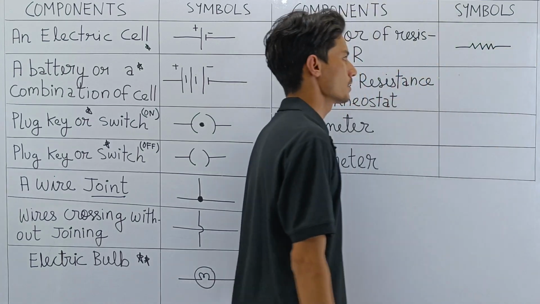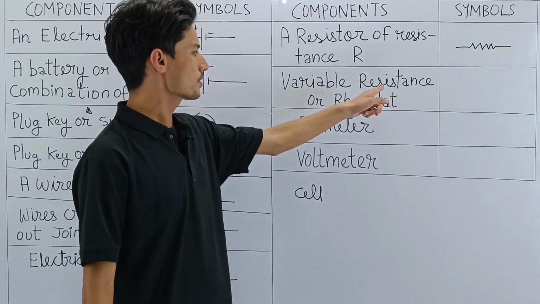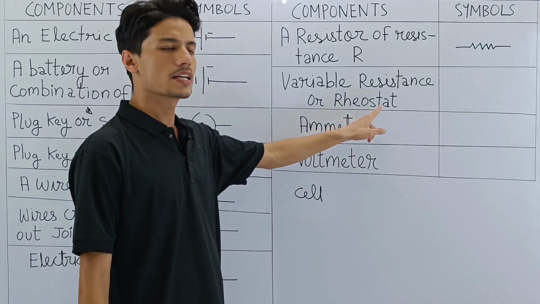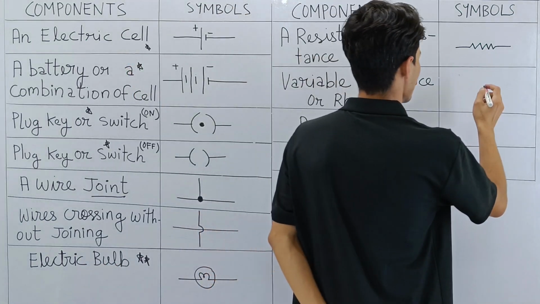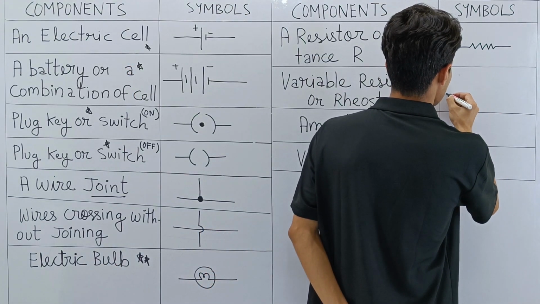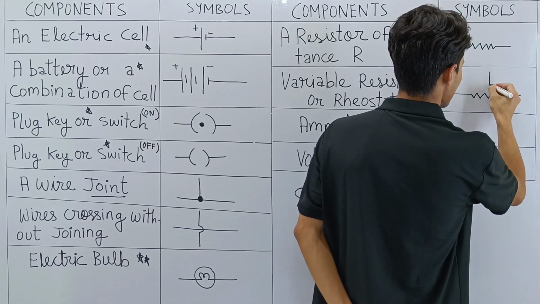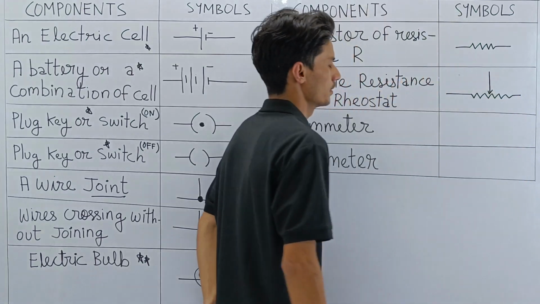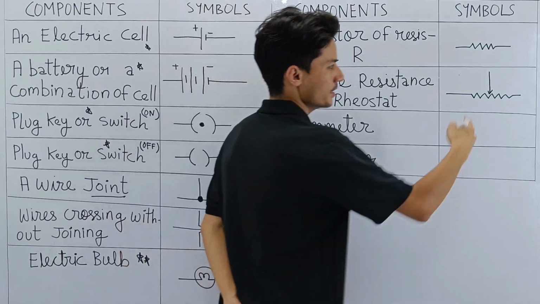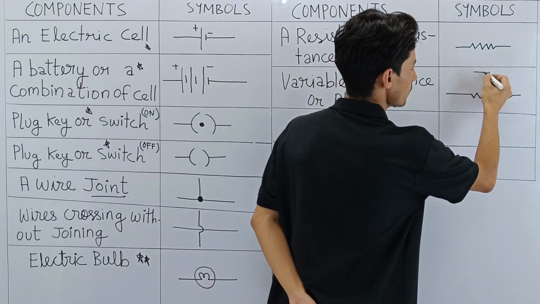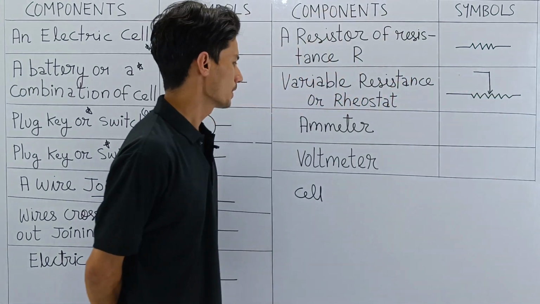Like this we draw. Okay, this is resistance. Then variable resistance, which is known as a rheostat. So rheostat, variable resistance, how do we draw it? It will be like this only. Okay, but then here there will be like this. It can be like this, or if you want to modify, you can also do like this. Either one is correct.